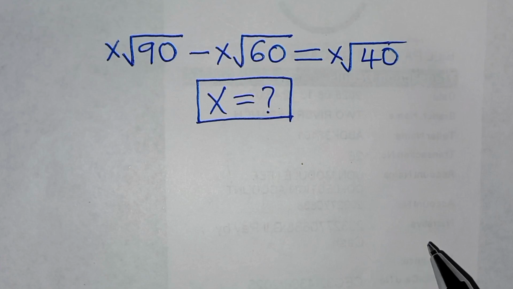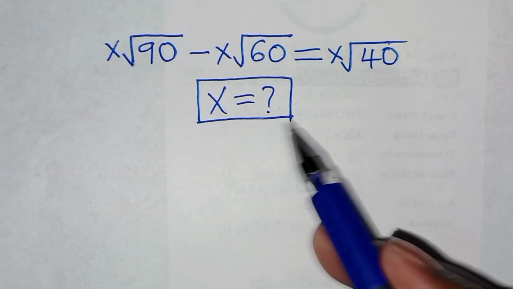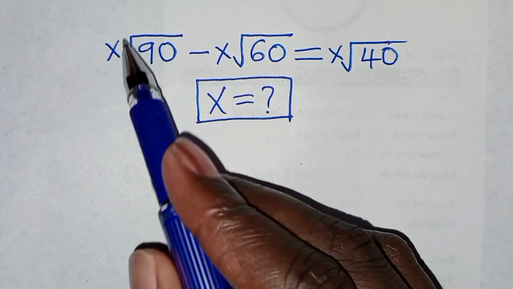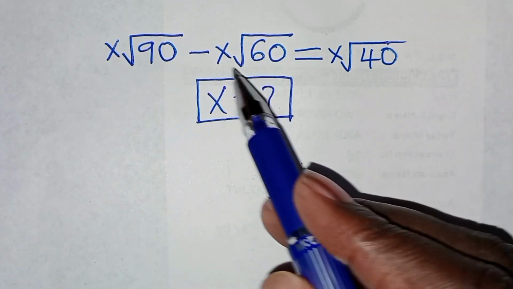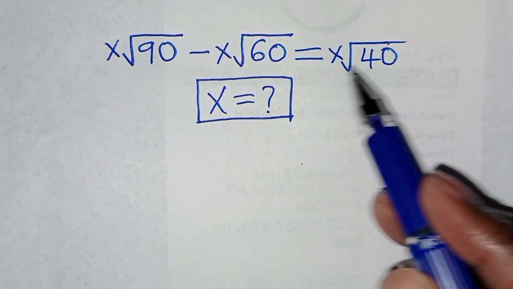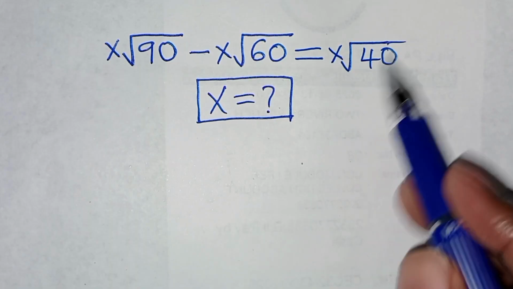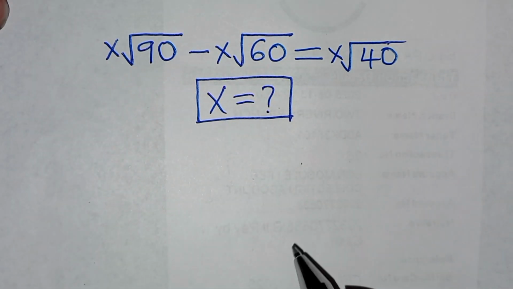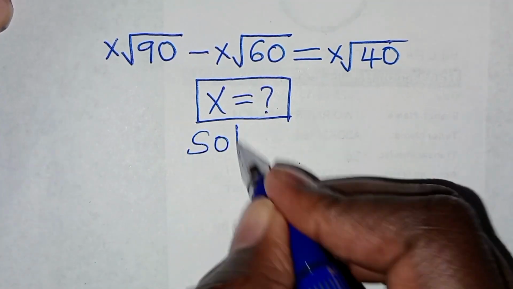Hello everyone, you're welcome to solve this nice algebra problem: the x-th root of 90 minus the x-th root of 60 is equal to the x-th root of 40. What is the value of x? Solution from here.